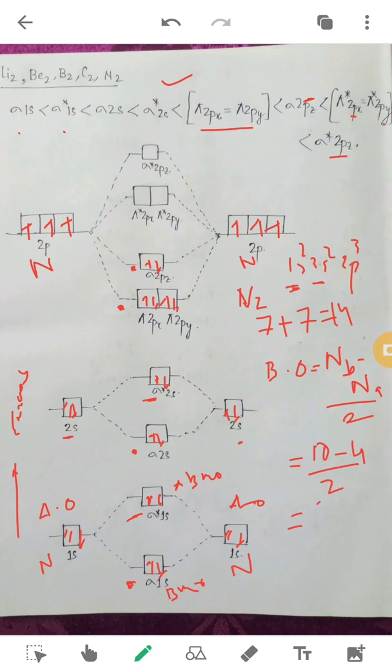So 10 minus 4 is 6, divided by 2 equals 3. So the bond order is 3. That directly means that between the nitrogen atoms you have a triple bond.